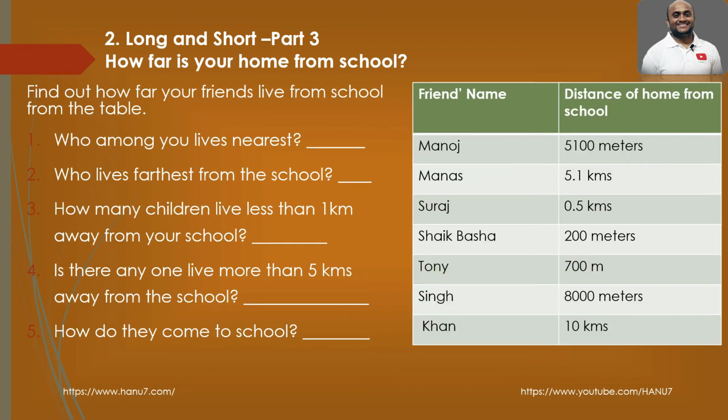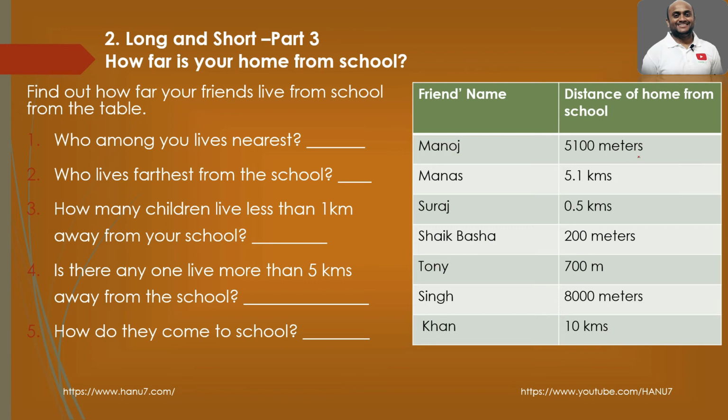Now comes how far is your home from school. In this there is one more activity. Find out how far your friends live from the school. Put it in a table or column, and this is the table where I have collected the data of 7 students. Manoj, Manas, Suraj, Basha, Tony, Singh and Khan are coming from different places with different measurements. Manoj is coming from 5100 meters. In this table you have to put the values in meters or kilometers. You cannot put centimeters, right? Because centimeter is a very small unit, we cannot put it here. You have to go for either meters or kilometers.